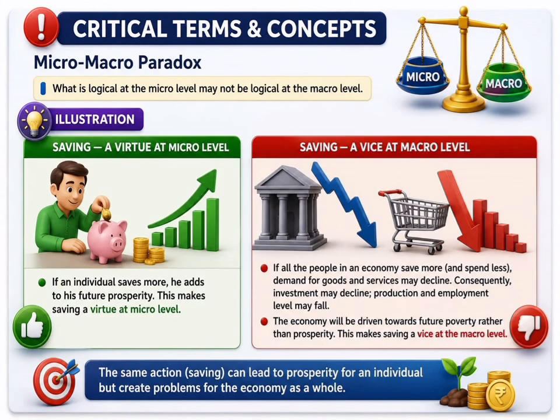So when production decreases, companies need fewer workers. So employment opportunities also decrease. If people lose jobs, their income falls. Finally, the country's economy slows down. So, what was good for one person becomes harmful when everyone does the same thing. That is why we say saving is a vice at the macro level. Here, vice means something that creates problems for the economy.